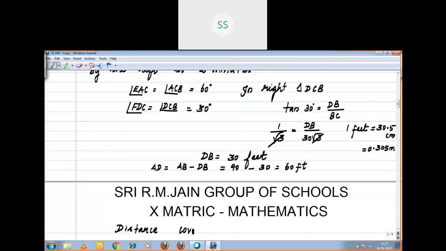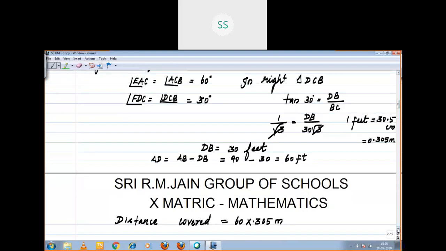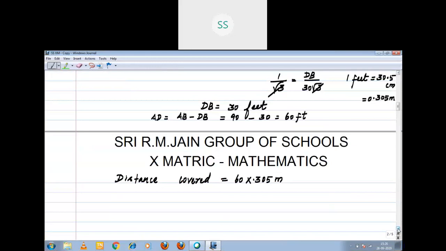Distance covered equal to 60 into 0.305, right? 0.05 meter. You are going to convert into meter. Now, time taken, how many? They said 2 minutes. Right? Time taken is 2 minutes.